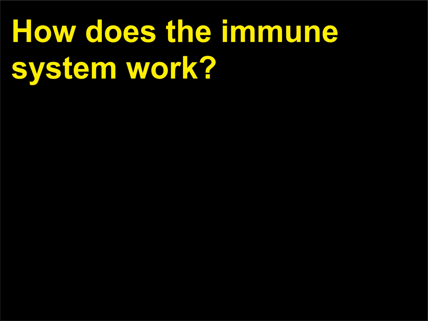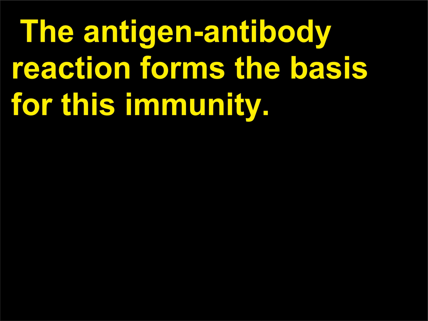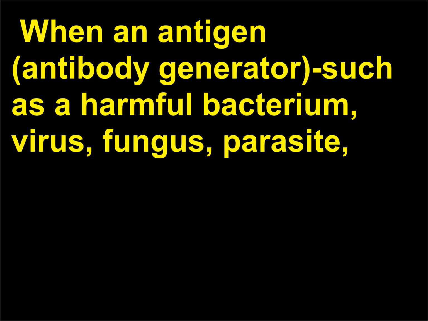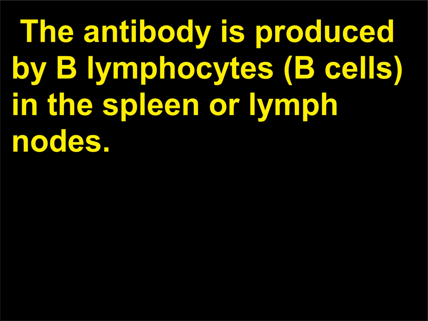How does the immune system work? The immune system has two main components, white blood cells and antibodies circulating in the blood. The antigen-antibody reaction forms the basis for this immunity. When an antigen, an antibody generator, such as a harmful bacterium, virus, fungus, parasite, or other foreign substance invades the body, a specific antibody is generated to attack the antigen. The antibody is produced by B lymphocytes, B cells, in the spleen or lymph nodes.